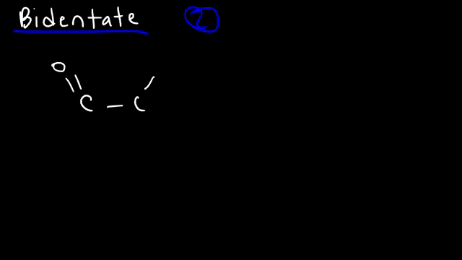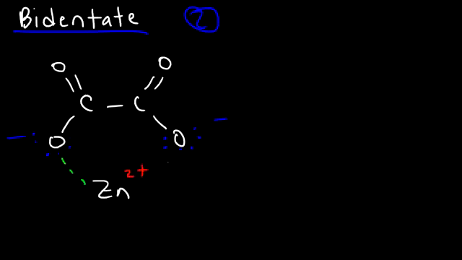A bidentate ligand can have 2 interactions per molecule. Bi is associated with the number 2. So one example is the oxalate ion. It has 2 oxygen atoms with a negative charge. And let's use a zinc metal cation. So this is one interaction, and that's another. So there's 2 interactions per molecule, which makes it a bidentate ligand.